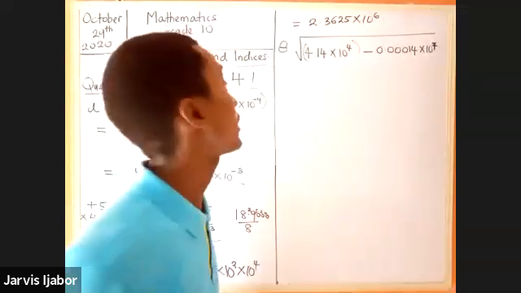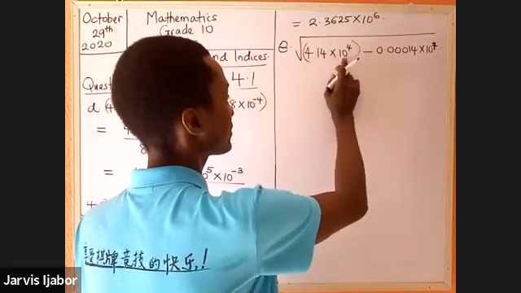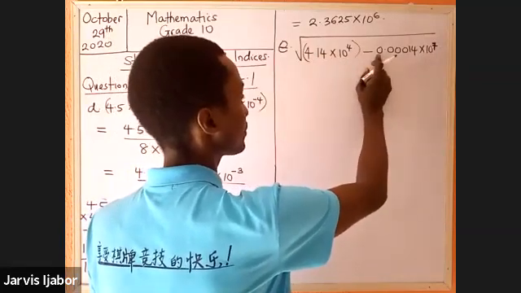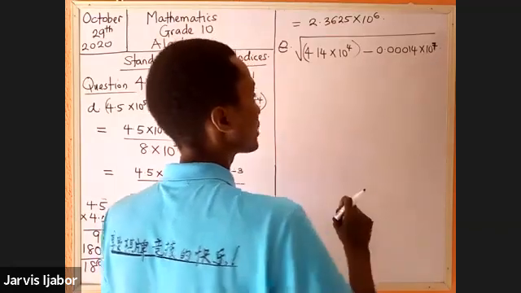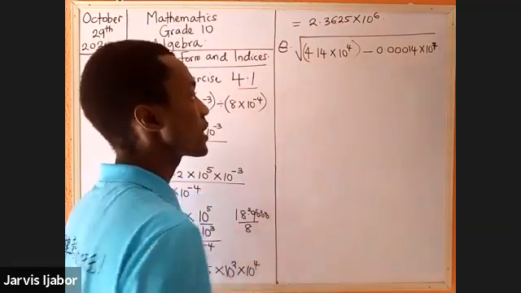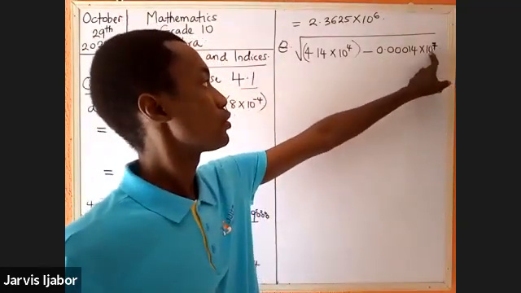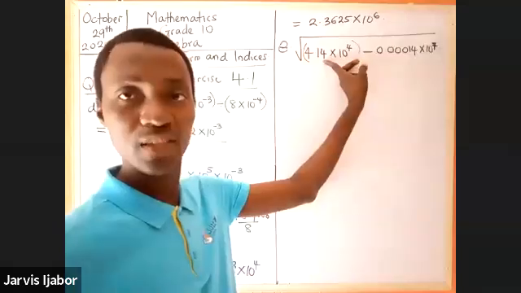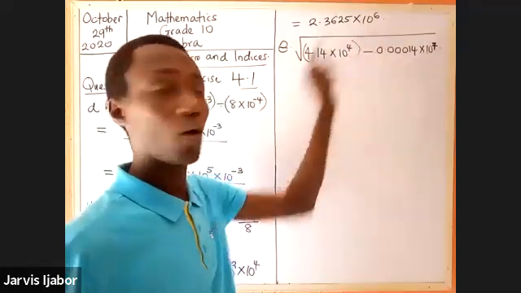All right, so let's go to the next question. The question says 4.14 times 10 to the power of 4 minus 0.00014 times 10 raised to the power of what? 7. Now your first task is to try to make this one resemble the standard form of this number. I mean, to resemble this in terms of the power of this.